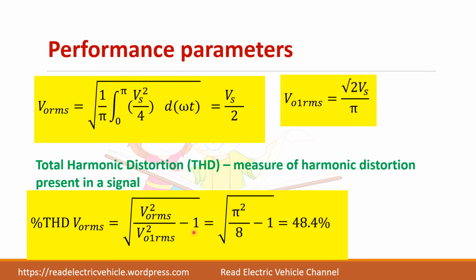So this term V0 RMS by V1 RMS is independent of the magnitude of the voltage. So if it is a square wave, you will get 48.4 percent THD. So it is a very high value. So this is not an acceptable one. That is why when you give this type of input to the fan and tube light in the case of a home inverter, it produces such poor performance, or you will get more noise, because of this high THD.